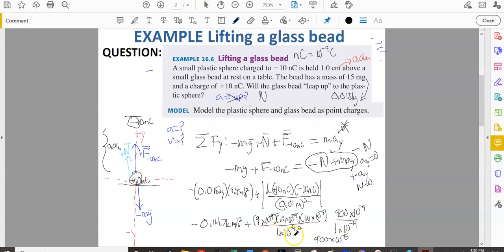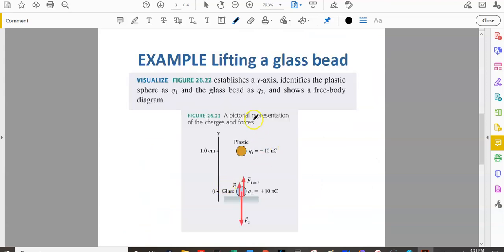So 900 times 10 to the negative 5th is much smaller than the weight, which means the upward force is going to be smaller than the downward force, which means there is going to be no acceleration and there will be a normal force. So that means there will just be a normal force, and mass times acceleration in the y direction is 0. All right. Well, let's check our work.